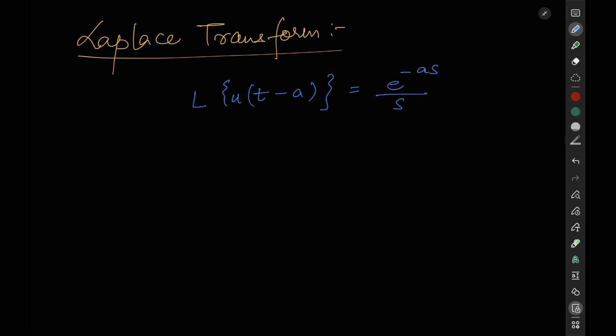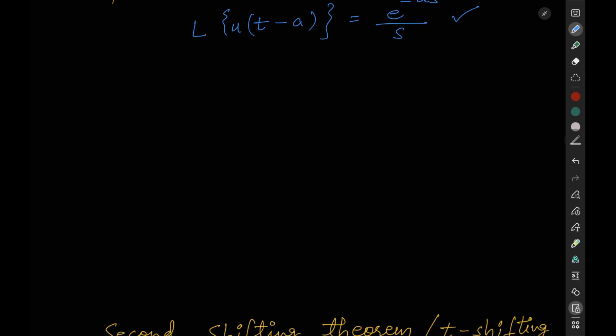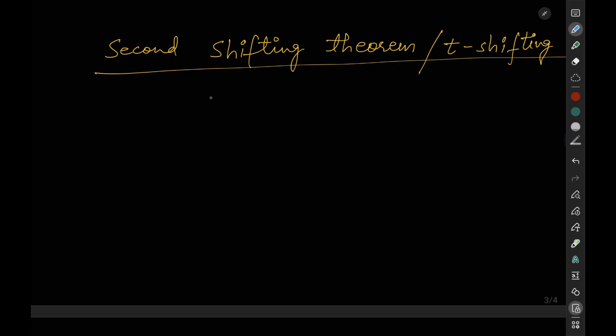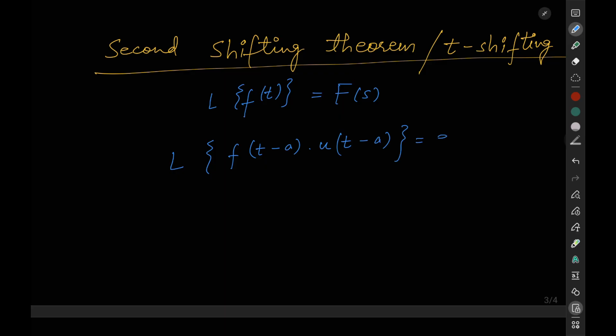Next we will see the Laplace transform of the unit step function. So the Laplace transform of the unit step function u(t minus a) is equal to e to the power minus as upon s. From here, we will move to our second shifting theorem, which is also known as t-shifting. It says that if the Laplace transform of function f(t) is equal to F(s), then the Laplace transform of function f(t minus a) into unit step function u(t minus a) is equal to e to the power minus as into F(s).